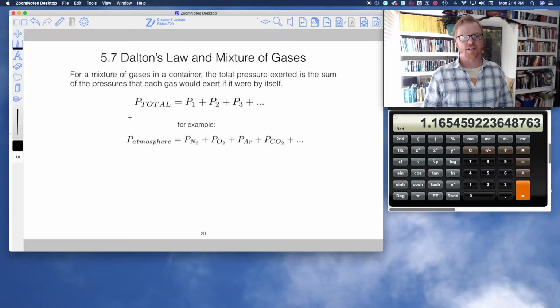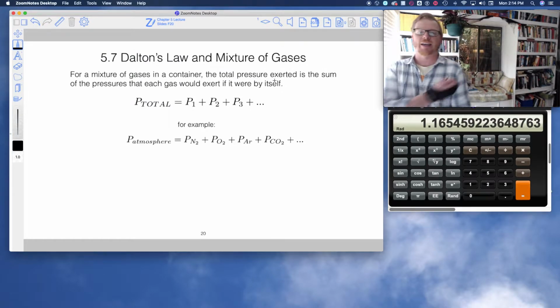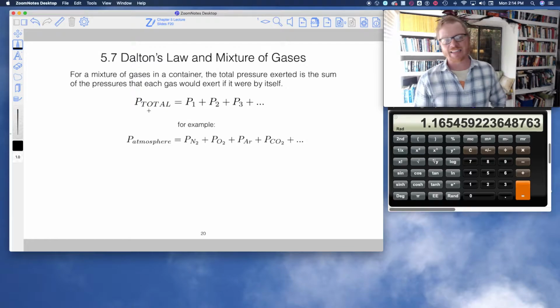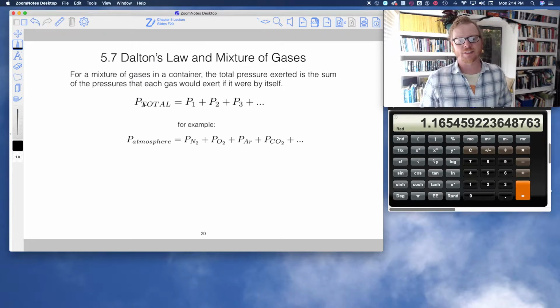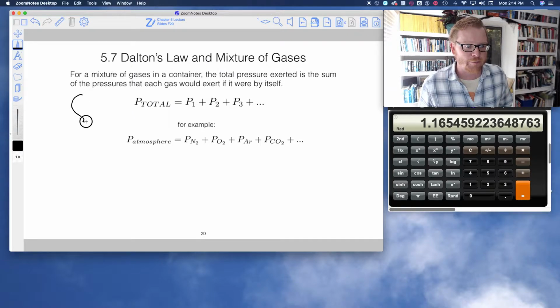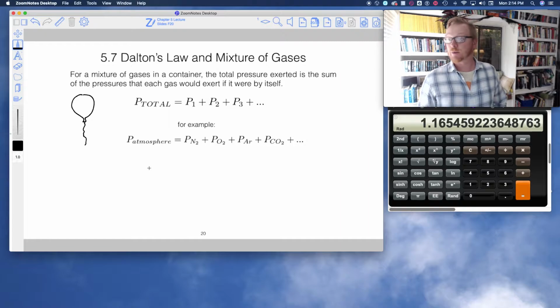So now this gets us into Dalton's law. It's Dalton's law of partial pressures and mixture of gases, right? And we've just been talking about that. For example, Dalton's law says if I have some container, and I love drawing balloons, suppose I've got a balloon, and in this balloon are a whole bunch of gases.